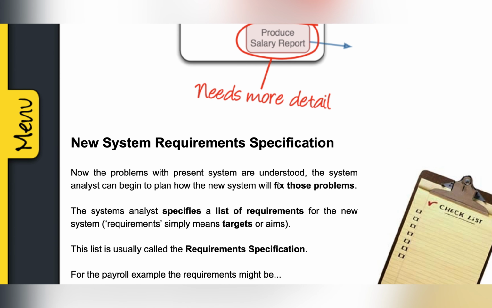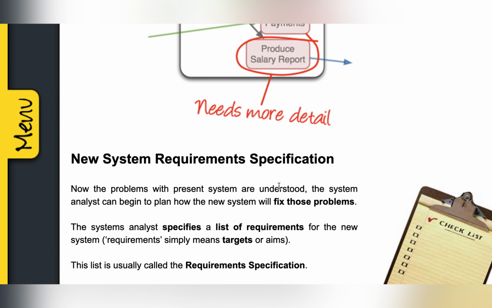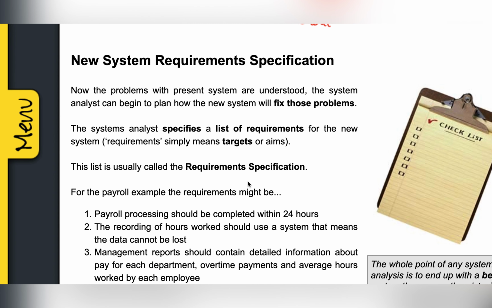Now, after we've seen all of this, we identify the input, output, and the processing part of a system, and we've also identified the problems. The next stage is the new system requirement specification. We now have to sit down and carefully design the requirement for a new system, since we've identified some problems with the old system. So now the problems with the present system are understood. The system analyst has to begin to plan how to fix all of these problems, right? Now the system analyst specifies a list of requirements for the new system. You have to bring out a list of requirements for a new system.